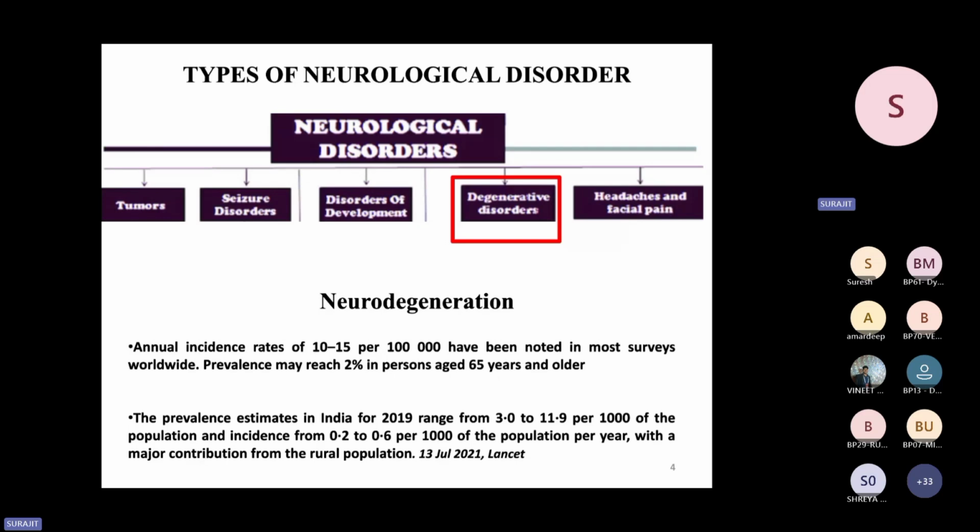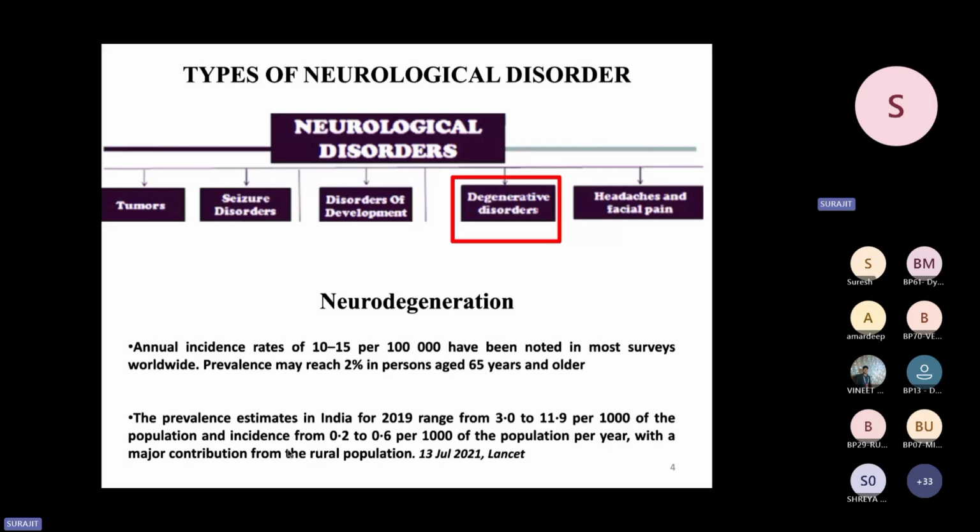For the prevalence estimate in the Indian population, a survey was done in 2009. The prevalence was estimated at 3 to 11 per thousand of the population, and the incidence rate from 0.2 to 6 per thousand of the population per year. It was published in Lancet 2021.